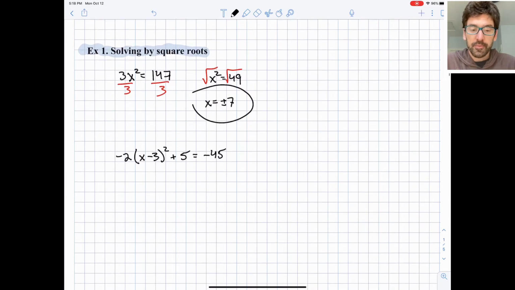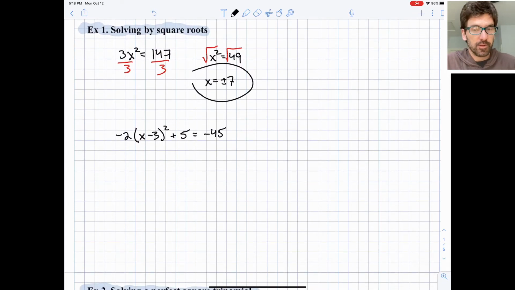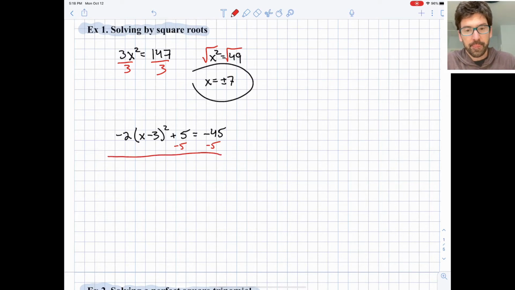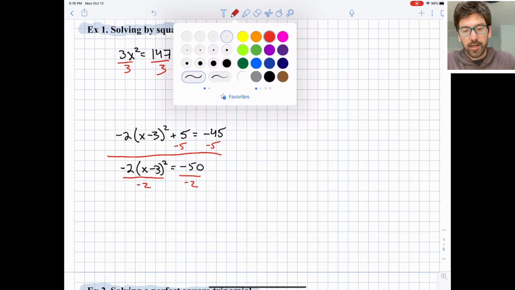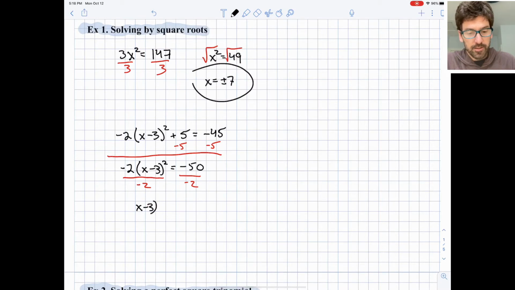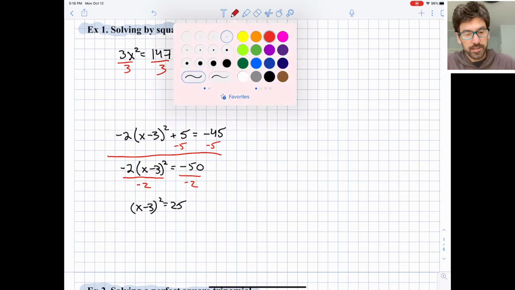For the second one, you might be tempted to FOIL out the x minus 3 to multiply it through and then distribute the negative 2. But since it's already in something that looks similar to vertex form, we can actually solve this with square roots. So we will first subtract 5 from both sides. And we get negative 2 times the quantity x minus 3 squared equals negative 50. We can divide both sides by negative 2. And then we get x minus 3 quantity squared equals 25. And 25, again, is a perfect square. So let's square root both sides.